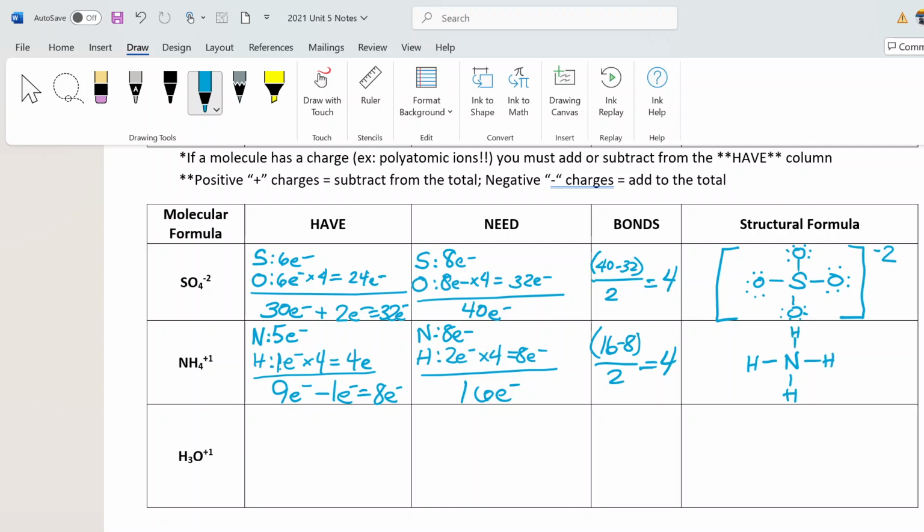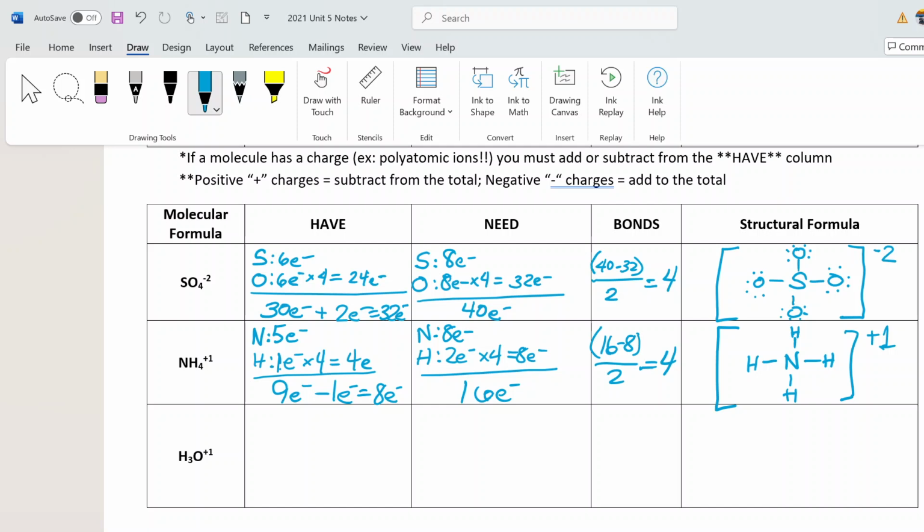Okay, and in this case, I have a +1 charge. I need to place 8 electrons. Each line is 2 electrons. There's 4 lines, so I have my 8 electrons. So there's no dots, which makes total sense because remember, hydrogen never gets dots.